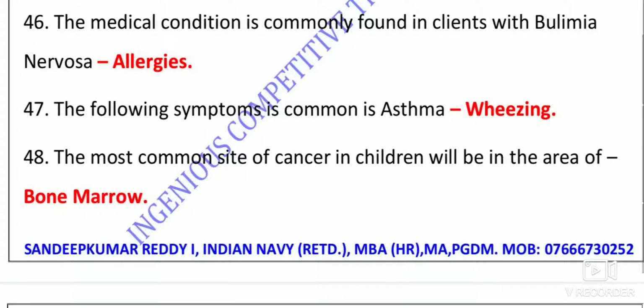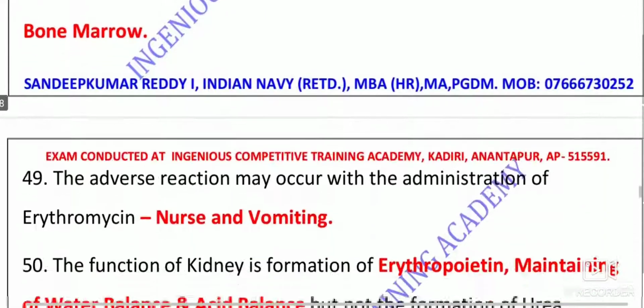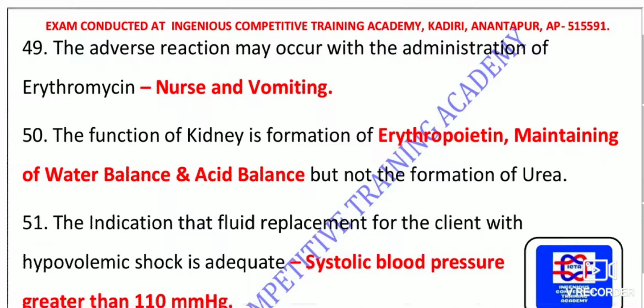The most common site of cancer in children is the bone marrow. The adverse reaction that may occur with the administration of erythromycin is nausea and vomiting. This is exactly what happens.